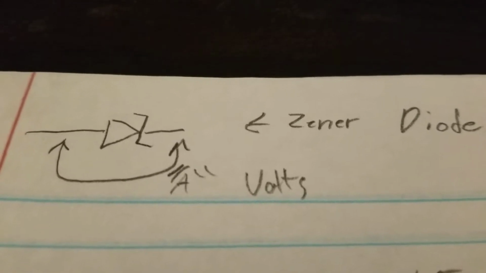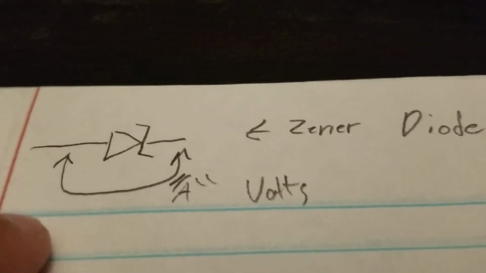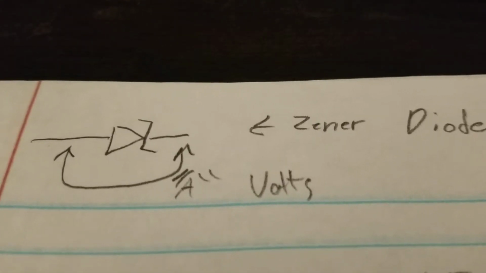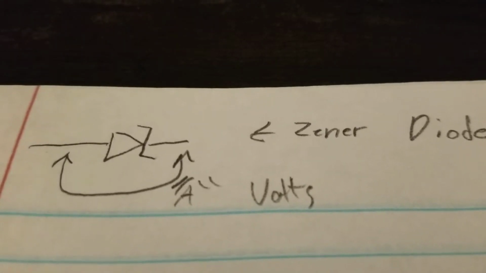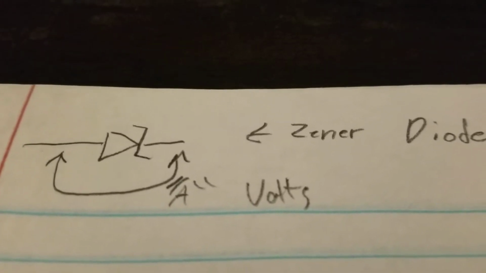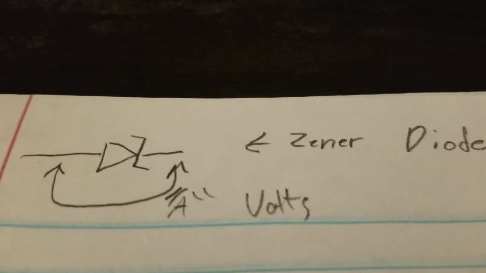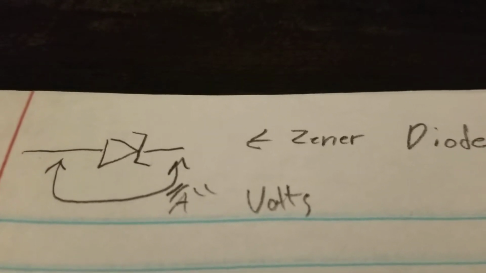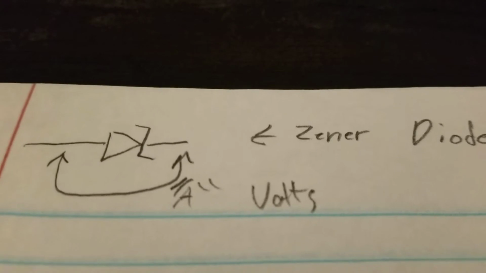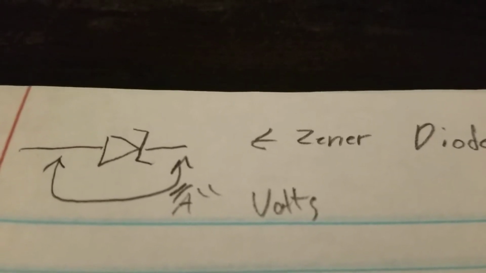4.7 is a common one, 9, different things like that. Essentially, what that means is this thing won't start conducting until that voltage point is received, and when there's that voltage drop across it, so to speak, it won't start conducting, which is a great way of regulating a certain voltage.